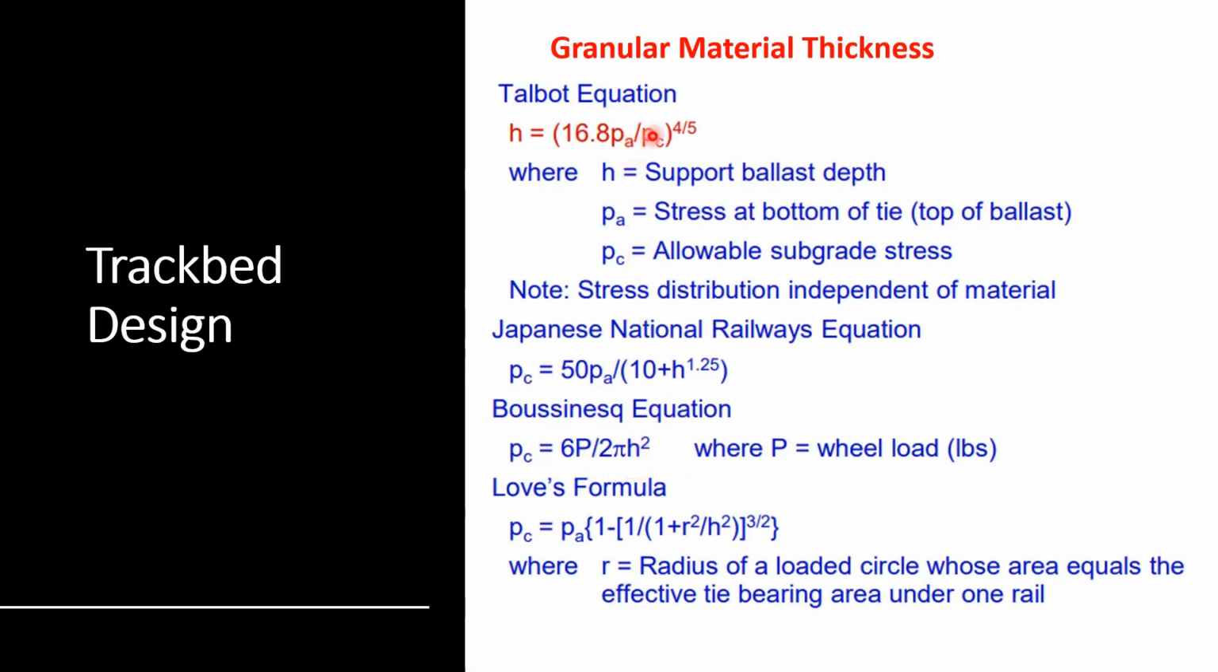The one common method that's used, at least within North America, would be the Talbot equation, and in this equation you have stress at the bottom of the tie, and you have the allowable subgrade stress. So this is your bearing capacity right there. So you're going to be aware of the soil conditions, and what sort of strength you're expecting from your subgrade to be able to support the ballast. The idea is the thickness that you're using here will govern how the pressure will be distributed within your track bed.